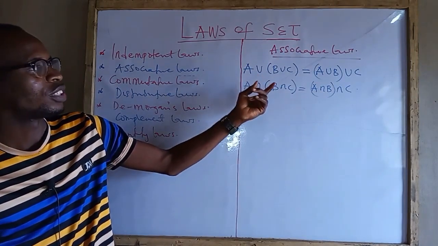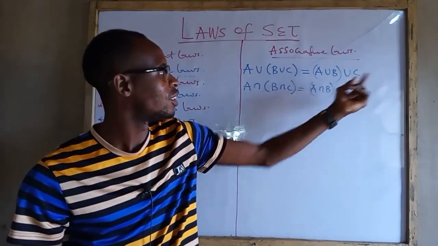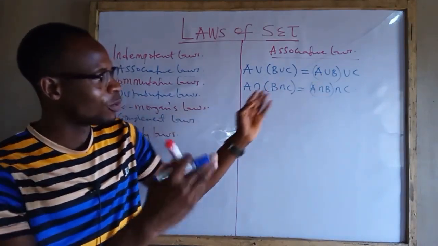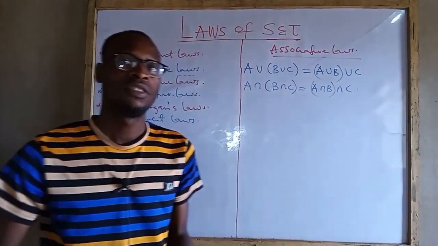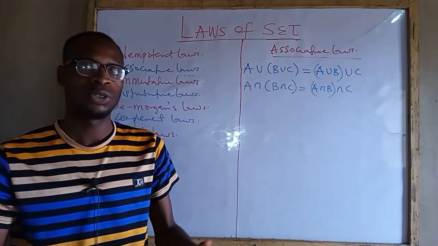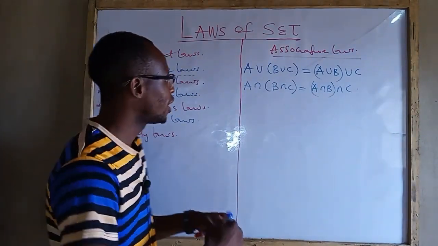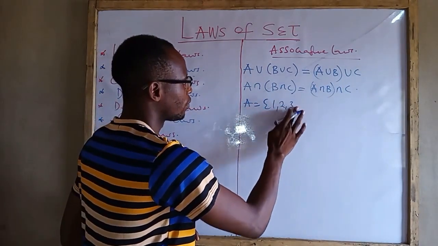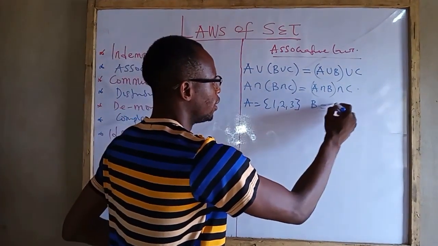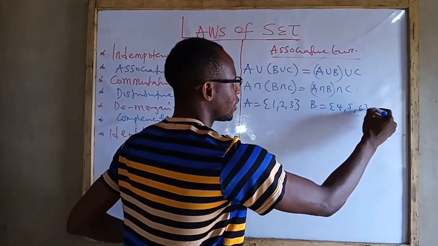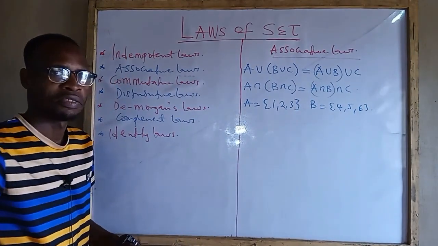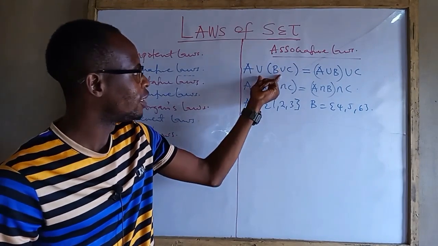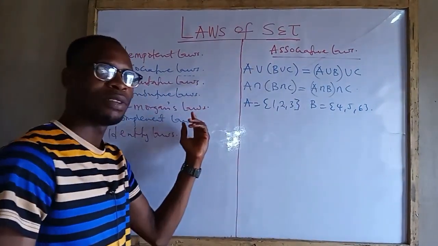A union B union C is equals to A union B in bracket union C. Then also A intersection into bracket B intersection C is equals to A intersection B in bracket intersection C. Let me also give a simple problem on how this law is being verified. Consider that A is equals to 1, 2, 3, and B is equals to 4, 5, and 6. Are we following? So we want to verify that this is equals to this. So let me start from the left hand side first.